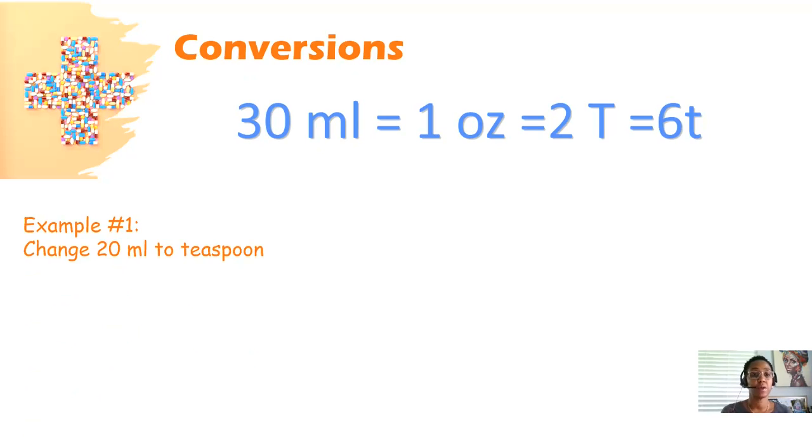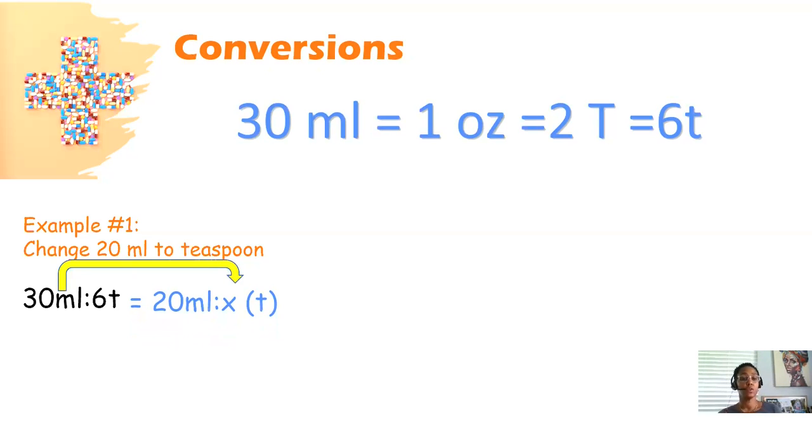So we have 20 mLs and we want to convert it to teaspoons. Okay, so if we use our formula, you kind of could use a ratio. We have 30 mLs is 6 teaspoons. We know that from our mnemonic. And then this is what we need. We need 20 mLs. How many teaspoons is that?